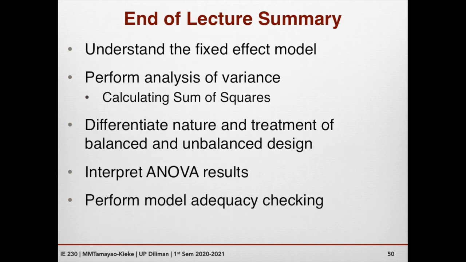So, okay, so that's it for part 1 of our lecture. We have discussed the fixed effect model, and I hope you understood that. And then we performed some analysis of variance. We calculated sum of squares. And this is for our example, the plasma etching example. And then we differentiated between balanced and unbalanced design. And you know now what's the difference in terms of the treatment of the two. We were able to interpret ANOVA results, and we were able to perform model adequacy checking. Okay, so that's it for this lecture.